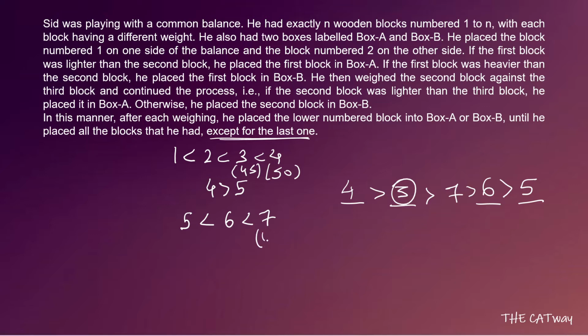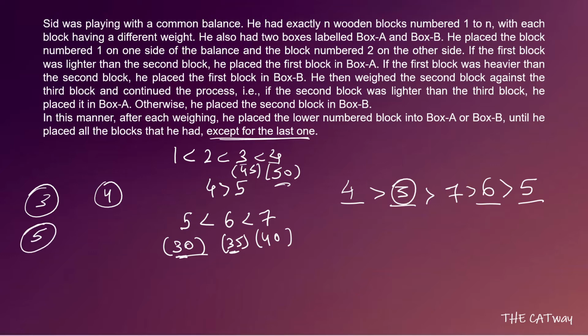Okay, weight of 7 let's take 40, weight of 6 let's take 35, and weight of 5 let's say it is 30. Okay, while we were comparing 3 with 4, we found that 3 is lighter than 4, so 3 went into box A. While comparing 4 and 5, we found that 4 is heavier than 5, so 4 went into box B. While comparing 5 and 6, we found that 5 is lighter than 6, so 5 went over here. And comparing 6 and 7, we found that 6 is lighter than 7, so 6 also went in box A. For 7, we cannot say anything.